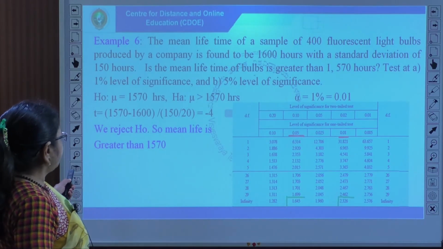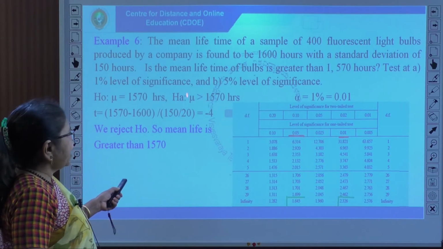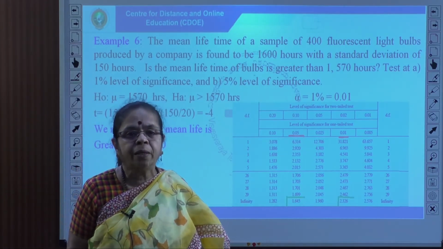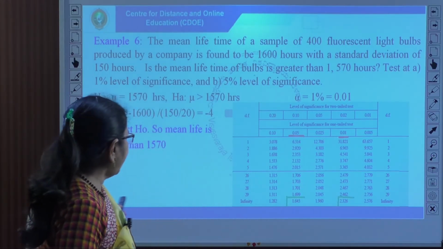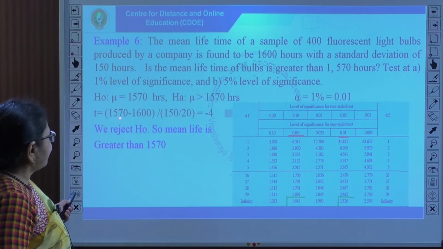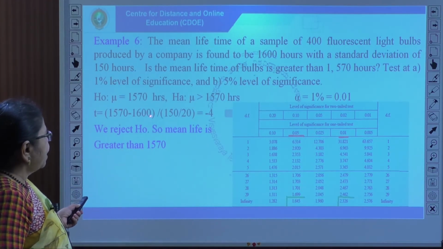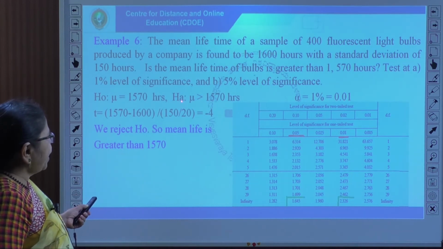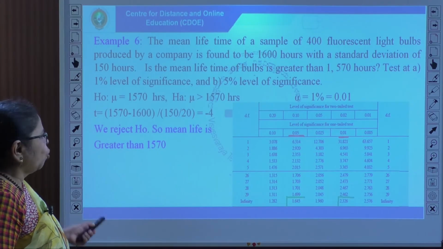So, now what is my hypothesis? H naught: mu is 1570 and HA: mu is greater than 1570, because I want to prove whether it is greater than 1570. So, t is 1570 minus 1600, divided by 150 by 20. Why 20? I have sampled 400, so the square root is 20, and I will get minus 4.